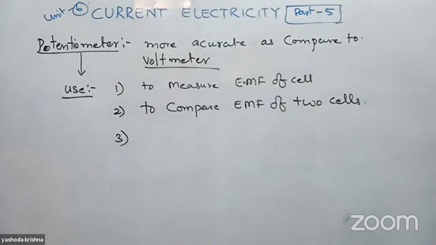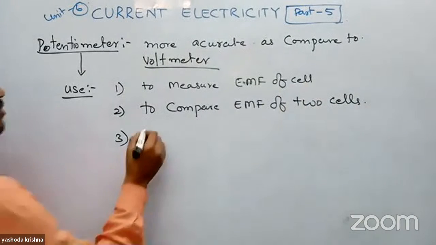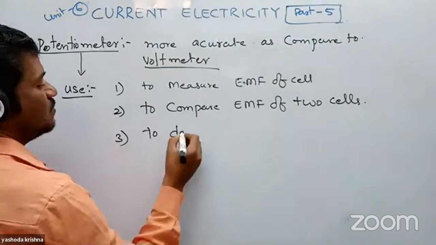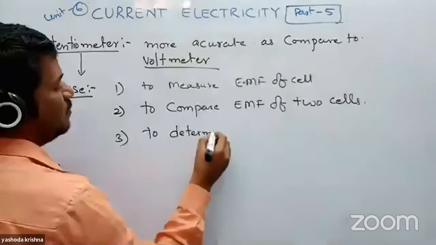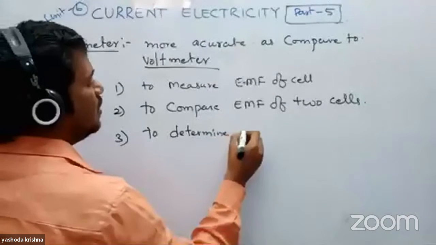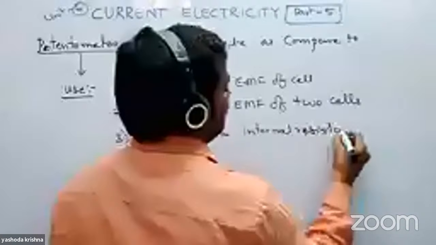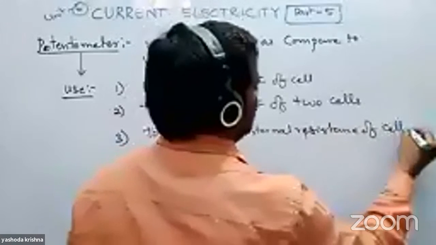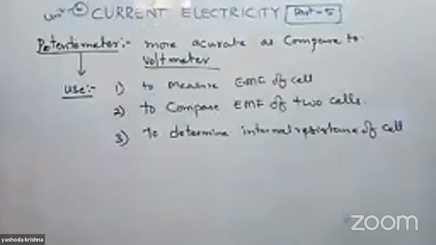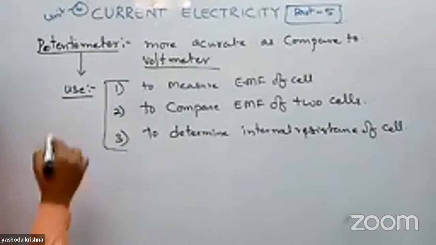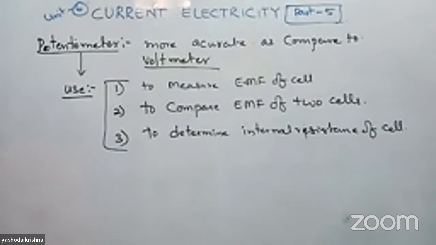Third one, to determine internal resistance of a cell. These are the three most useful things done using a potentiometer. Let us see. Last class I taught this, but I repeated it once.